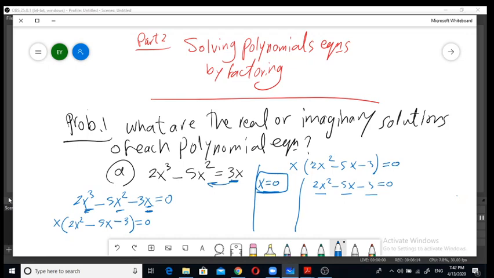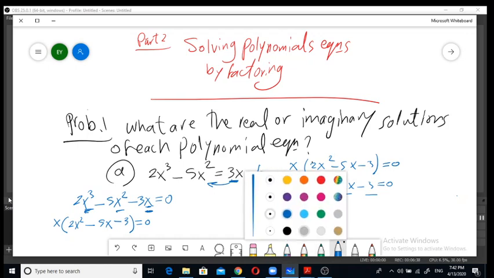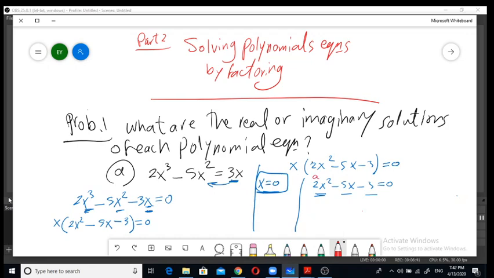But a, which is the leading coefficient, not equal to 1. So we are going to use the factoring by grouping technique. Or we can use quadratic formula. But here easily we can find the solution by using factoring by grouping technique. Then we are going to identify a and b and c. A is equal to 2, b negative 5, c negative 3.